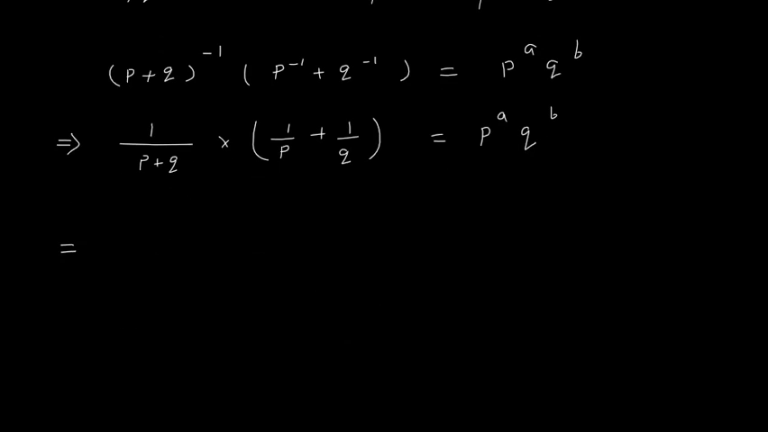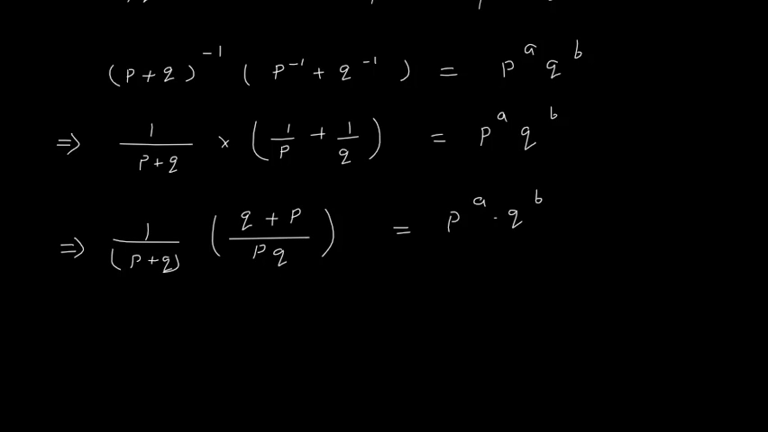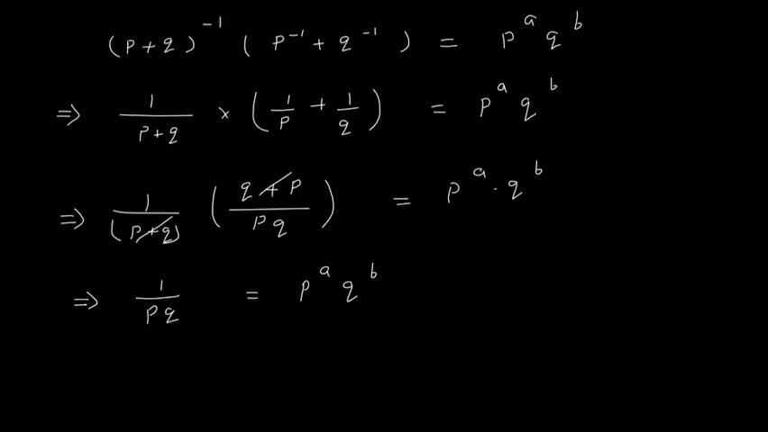So this implies that 1 upon (p + q) into, here we will cross multiply, (q + p) divided by pq, equals p^a q^b. Now this (p + q) and this (q + p) are the same terms, so they cancel. So this implies that 1 upon pq is equal to p^a q^b.